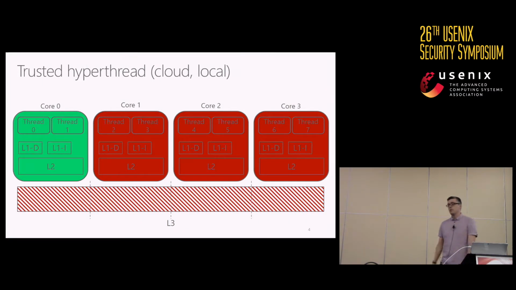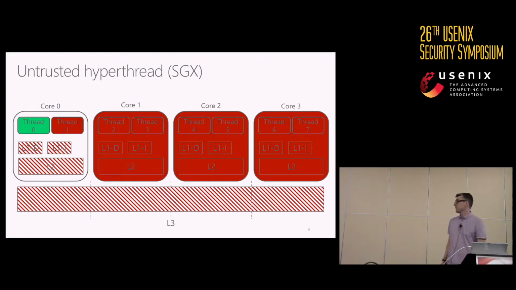In our paper, we consider two attacker models. The first one is the classical one, where for example in the cloud you can trust that the other hyperthread that corresponds to the thread you're running your software on is not malicious. In that case, you only need to worry about someone eavesdropping on the L3 cache. In other cases, typically in the SGX world, you cannot really say what is running on the other hyperthread on the same physical core. So you also need to worry about people doing funny things in your L1 or your L2.